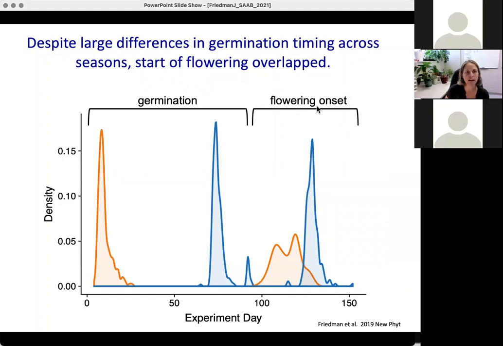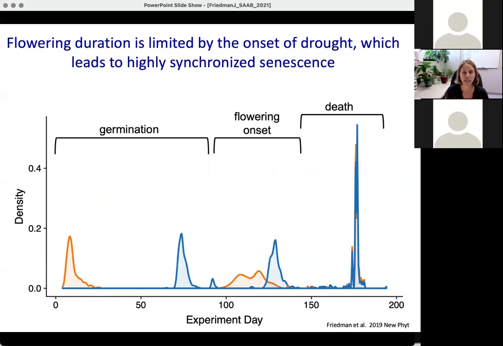And then we looked at the timing of flowering. What you can see is that, perhaps not surprisingly, the fall cohort flowered earlier and had a longer duration of flowering. The spring cohort flowered much more rapidly, but they did overlap. So the spring cohort caught up to some extent and overlapped flowering. And then death was highly synchronous. Again, this was an annual population where death is really about drought setting in. Regardless of how big these plants were, once drought set in, they all senesced very synchronously.